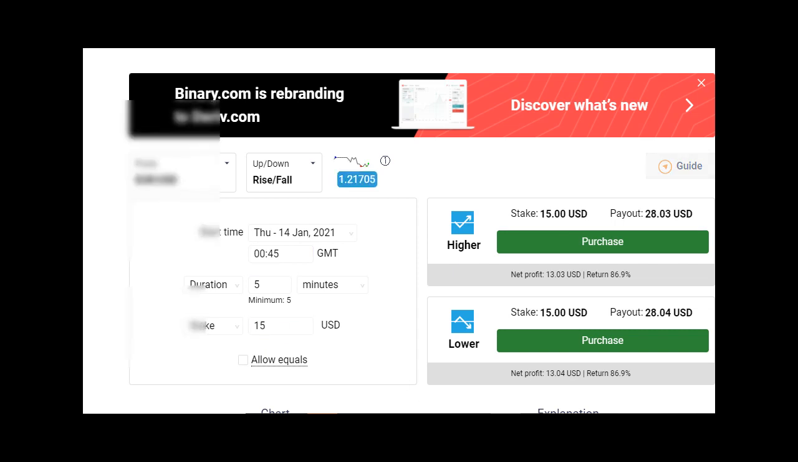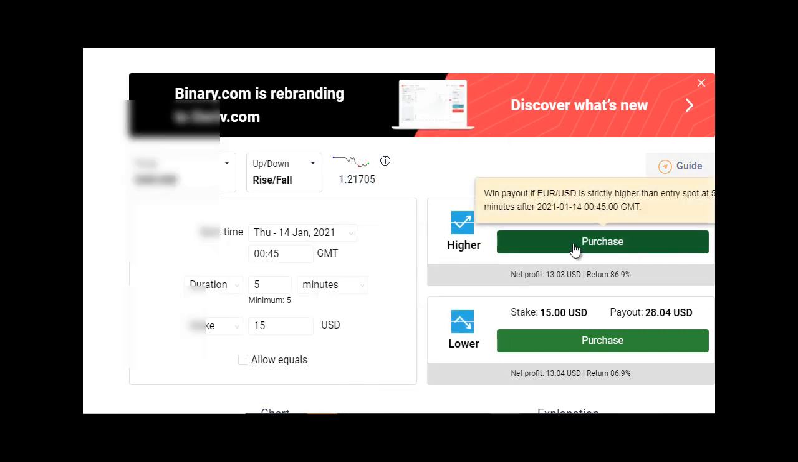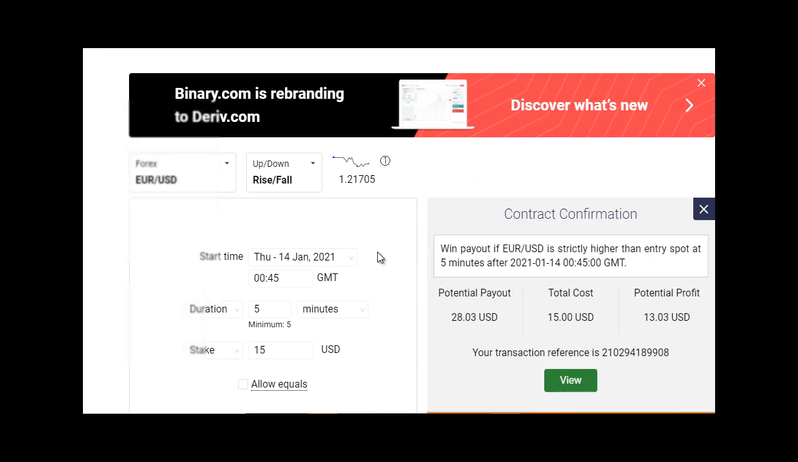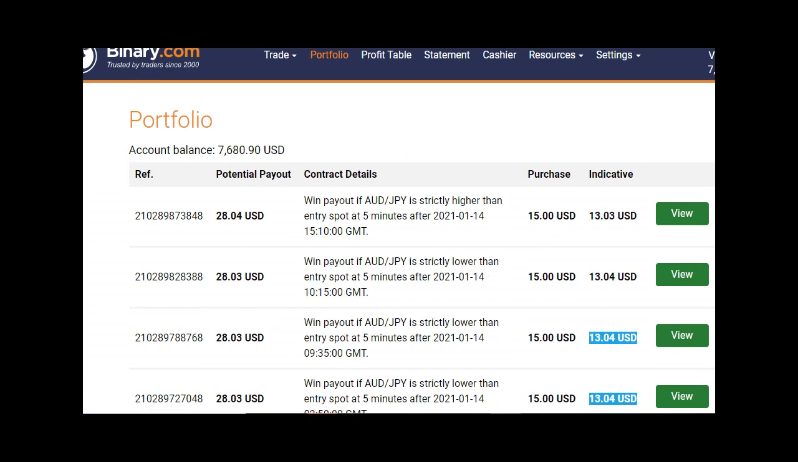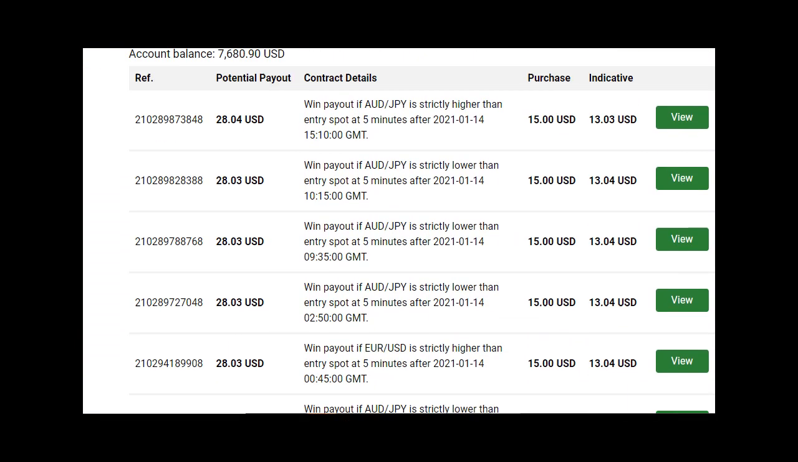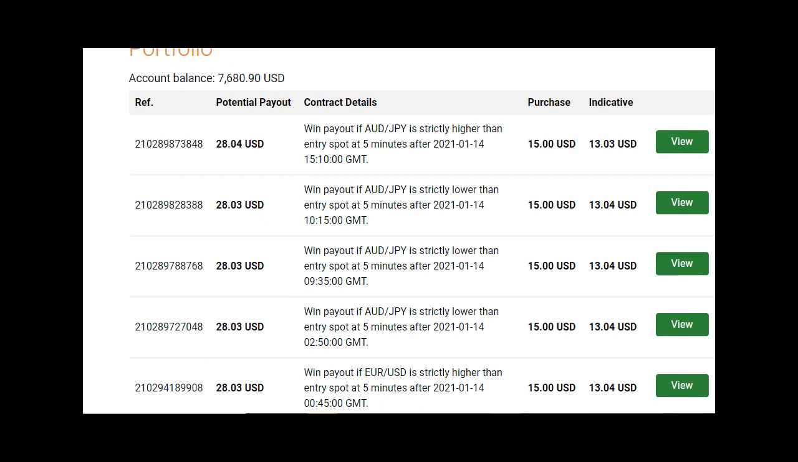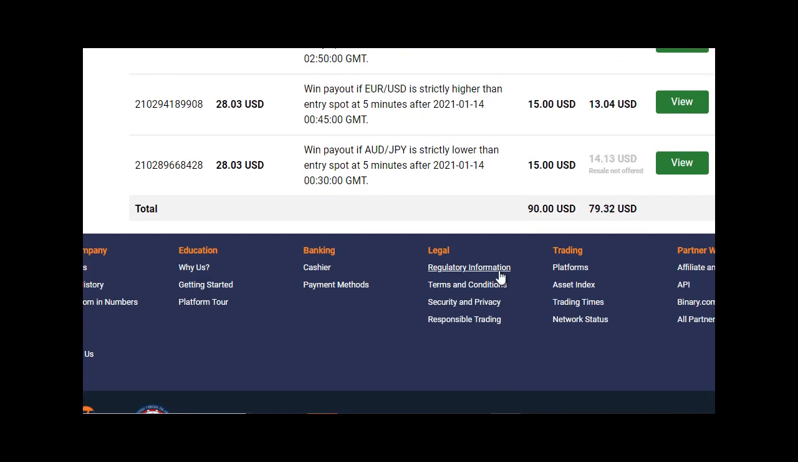The signal says call. Call means you purchase higher. You click on it. Just that. Then if you look at under the portfolio, it will be there. You will see the ones I've set. They are all here. They are yet to be executed. The one I just set now, according to the time, it is the next one.